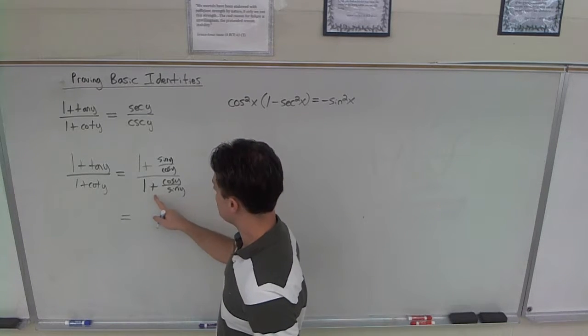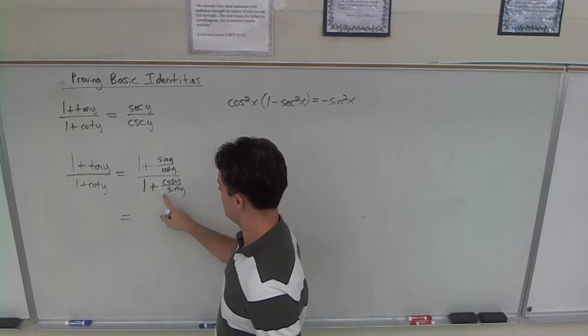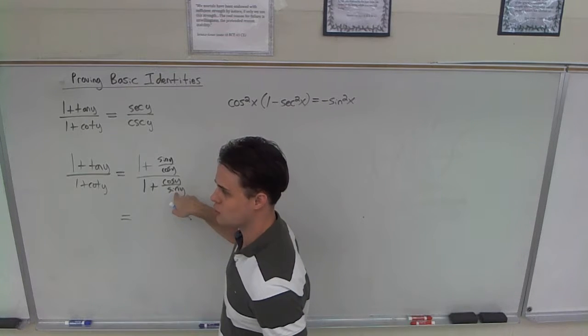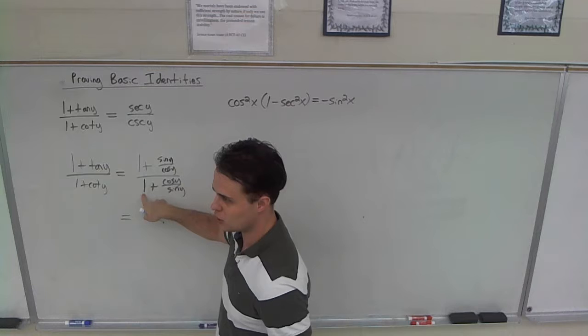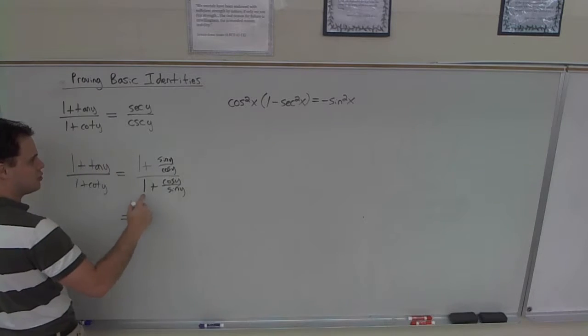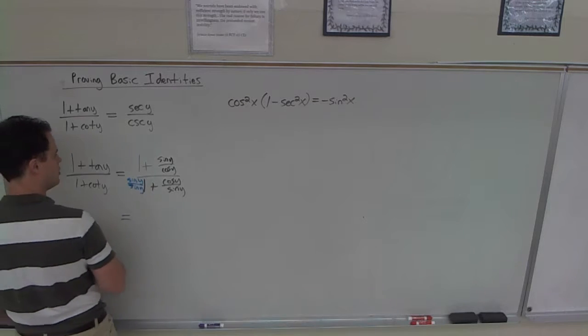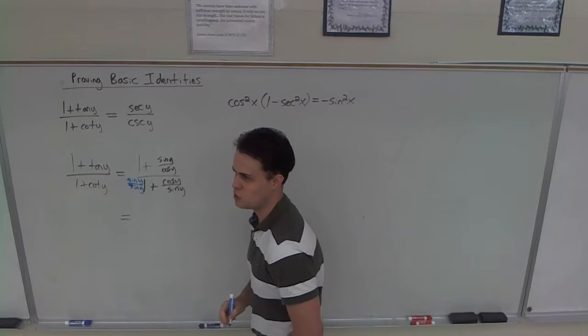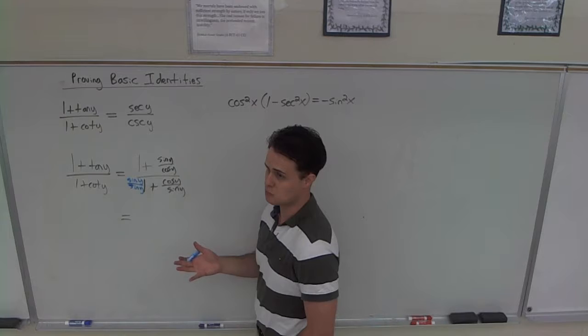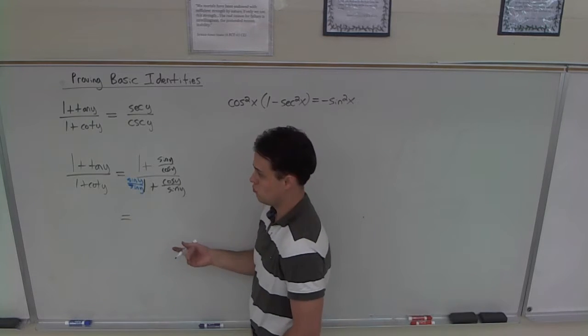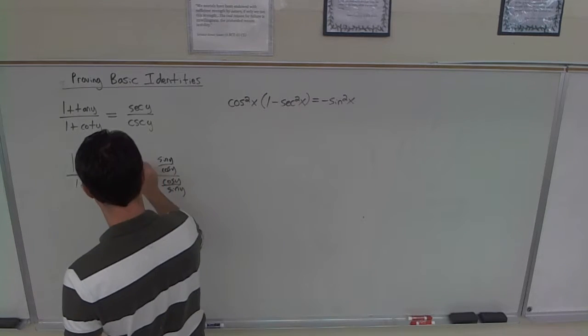So on the bottom, what's the common denominator? Well, the only denominator is sine, so we want this one also to be sine, so we use a clever one to make it be sine. And on top, so we don't waste a whole bunch of steps, the only denominator is cosine, so we want this one to be a cosine as well.